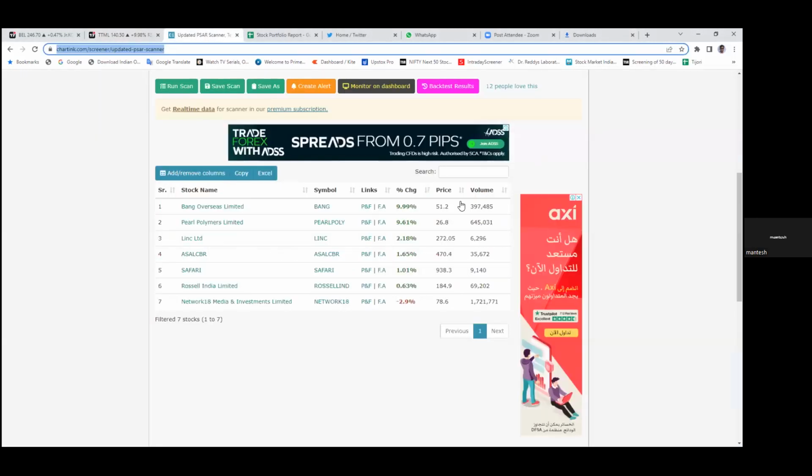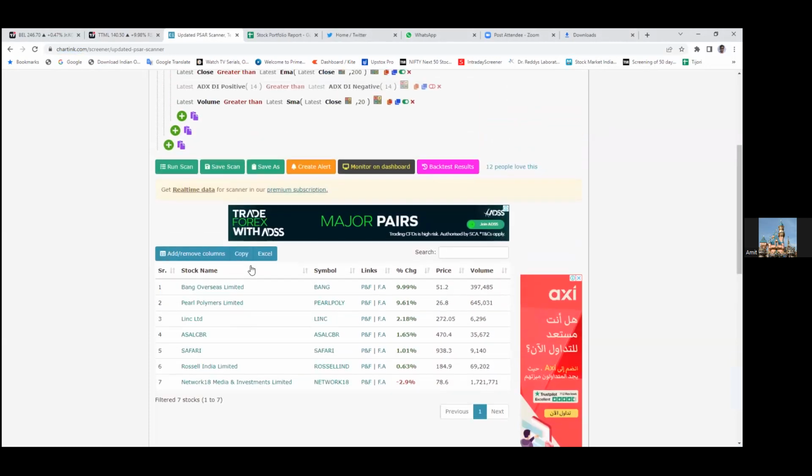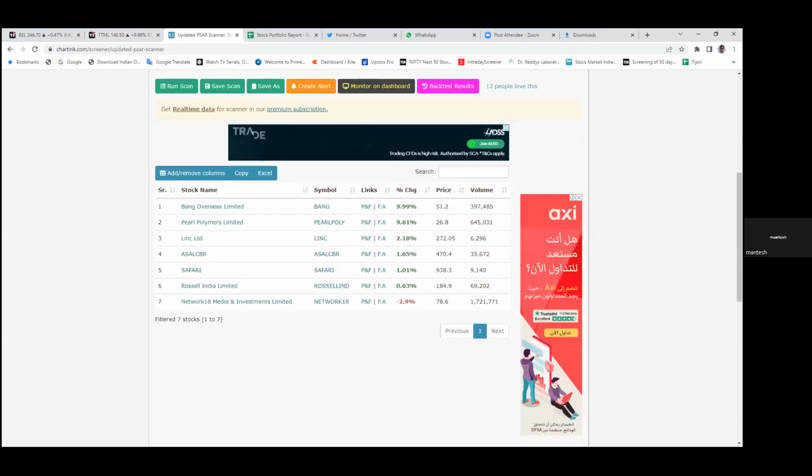Okay, can you see my charting screener now on the screen? Okay, so just go and click on this Excel here. This will download into an Excel sheet. So this is the screener. Can you see that Excel sheet downloaded?